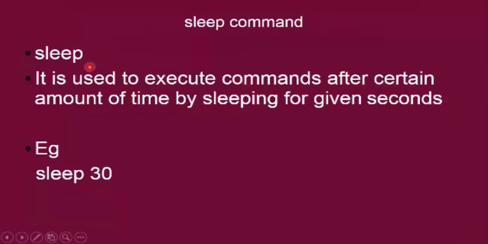Now after this, the next command is the sleep command. It is used to execute commands after a certain amount of time. Suppose after giving some commands, I want the system to rest. Say one more further process is there, and I want the system to sleep for 30 seconds. So here I will write sleep, then a space, and then 30. This will give the result that the system will sleep for 30 seconds.